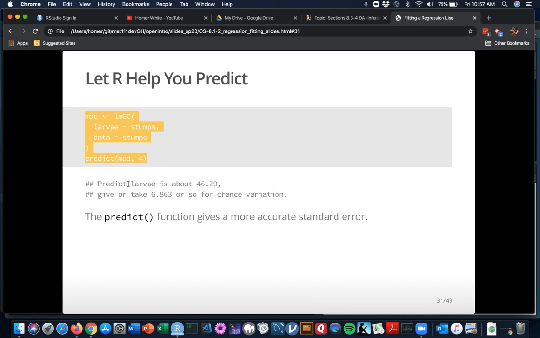It says we predict the number of larvae clusters is going to be about 46.29, give or take 6.863 or so for chance variation. So it's a little different from the residual standard error. And if you try out different numbers here for the stumps, you'll get slightly different numbers here. But they'll all be kind of around the residual standard error.